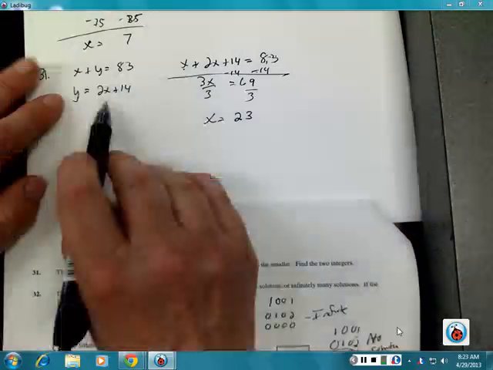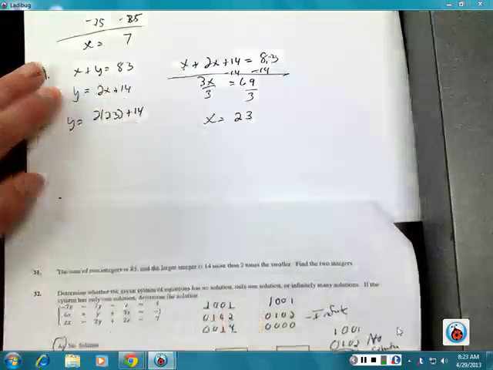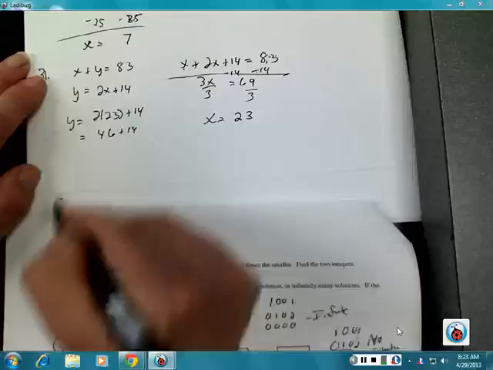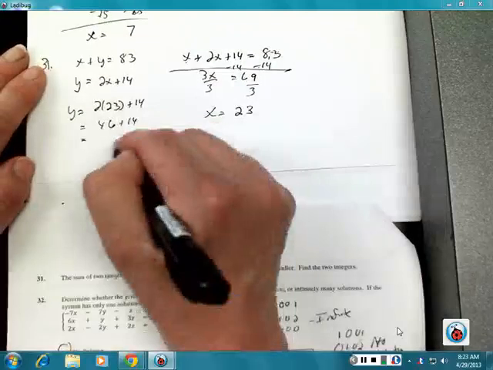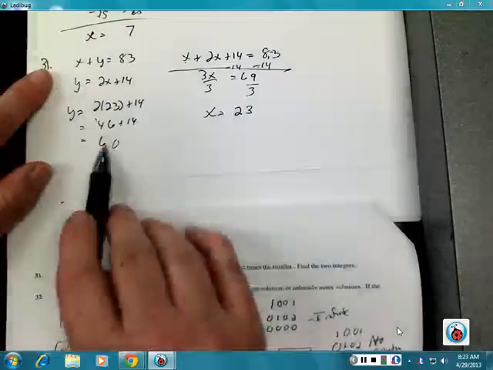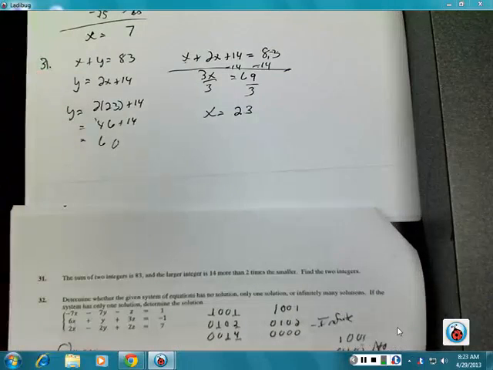To find y, y is equal to 2 times 23 plus 14. So 2 times 23 is 46. 46 plus 14 is 60. How does it work? 60 plus 23 does equal 83. So I know I've got my correct solutions. So you can always check those story problems. You can work your way back with those and come up with what their answer is. All right, so that was 31.